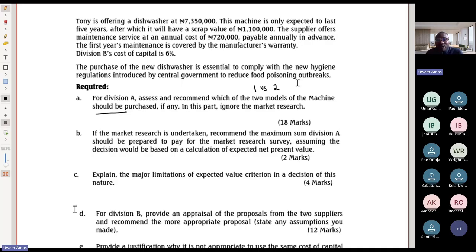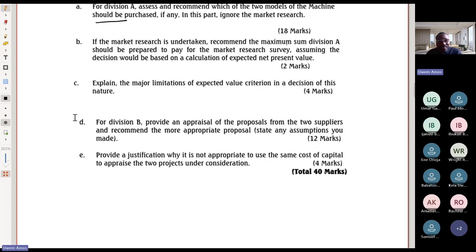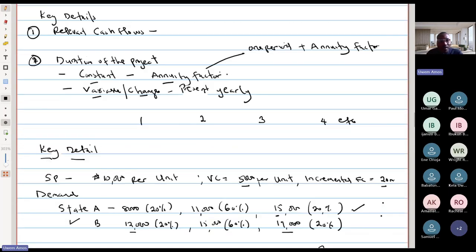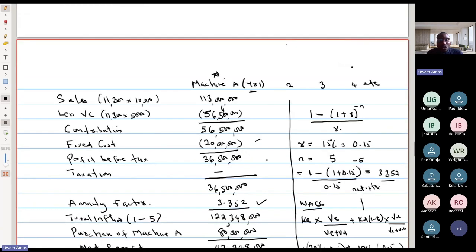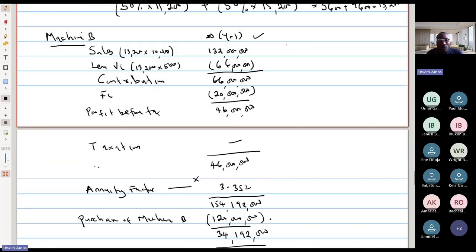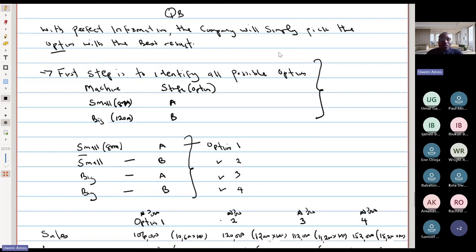Now, the truth is, if you have perfect information, you would always go for what is best. However, for you to know what is best, you have to look at all the available options and the net benefit that comes from all of those options. So one of the things we quickly did in that class when we looked at the B part was to look at all the possible options. There are 2 machines, a small machine and a big machine, and you might have state A or state B. So what are all of the possible options?